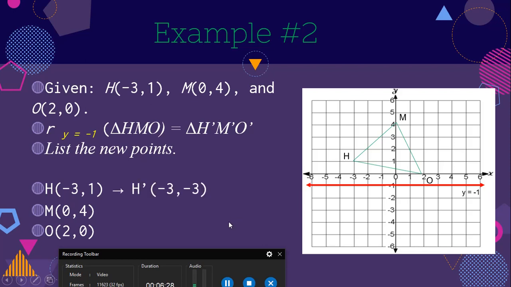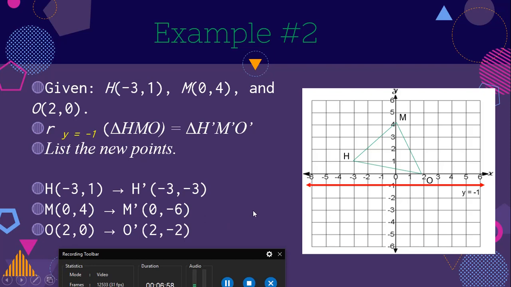We're going to count for each of these points because this is a special case. Point M, it is 5 blocks above the line of reflection. We're going to count down 5 blocks. So the location of M prime is going to be at 0, -6. And for O, we are 1 block above the line. So we're going to move 1 block away. O prime should be located here at 2, -2.